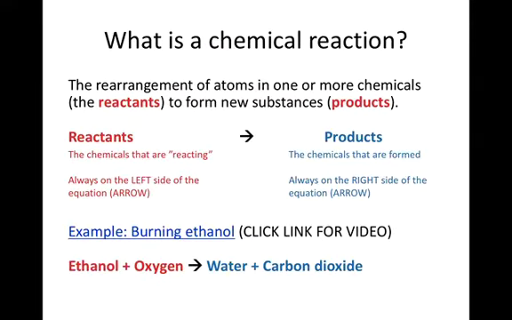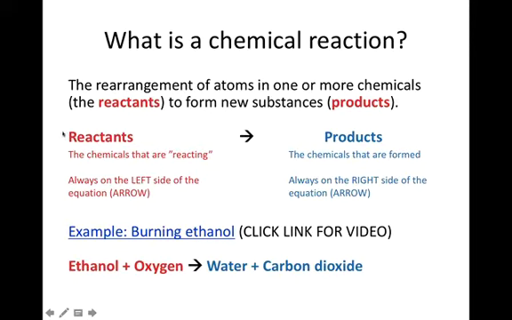So what the heck is a chemical reaction? It's the rearrangement of atoms in one or more of the things you're starting with, which we call the reactants, to form new substances, which we call products. Remember, atoms are like little balls. They're elements, like carbon or hydrogen, and the atoms in a molecule are held together by chemical bonds. Those chemical bonds have what kind of energy, do you think? Yeah, chemical potential energy. In a chemical reaction, these are some terms you need to know.